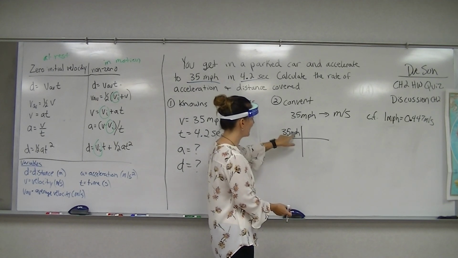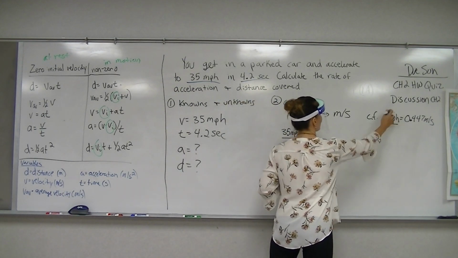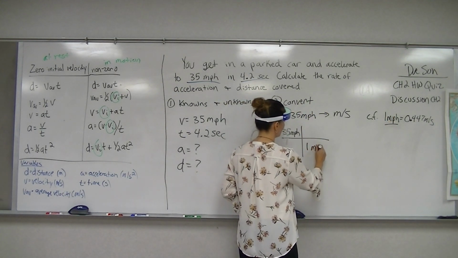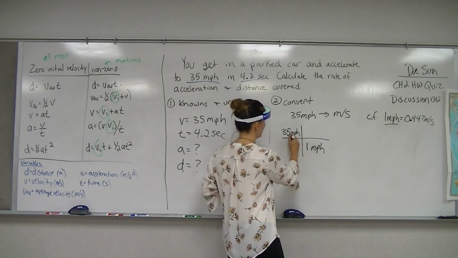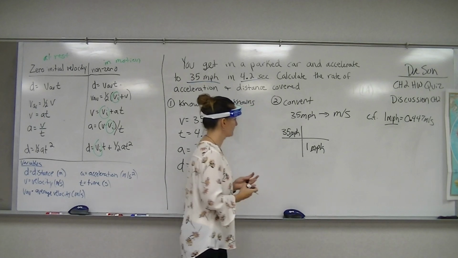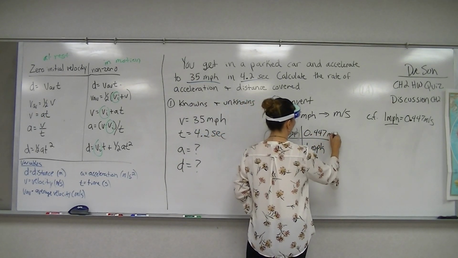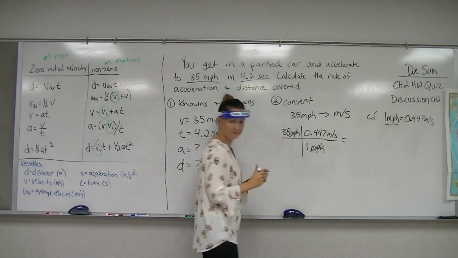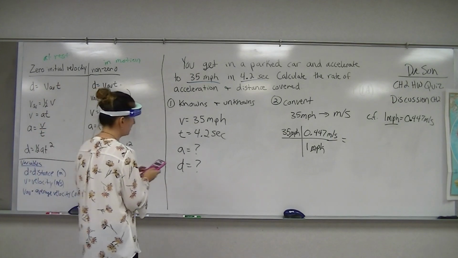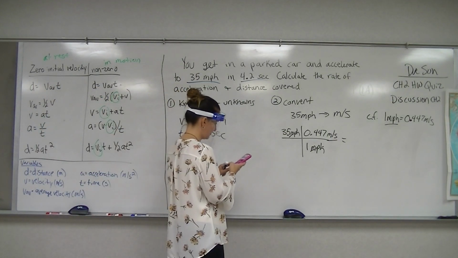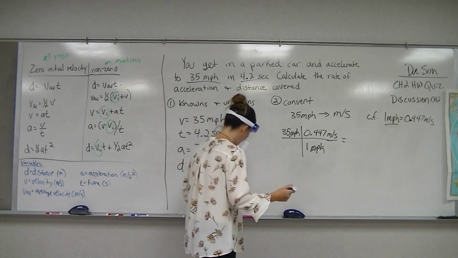And remember, we're trying to cancel out miles per hour. So we're going to take the 1 mile per hour and put that on the bottom so they're on opposite sides of this horizontal line, canceling each other out. And that's going to put my 0.447 meters per second on the top. So 35 miles per hour in meters per second is 15.645.